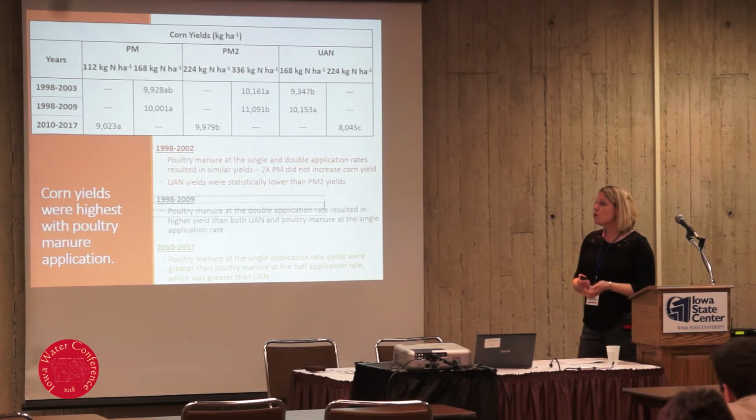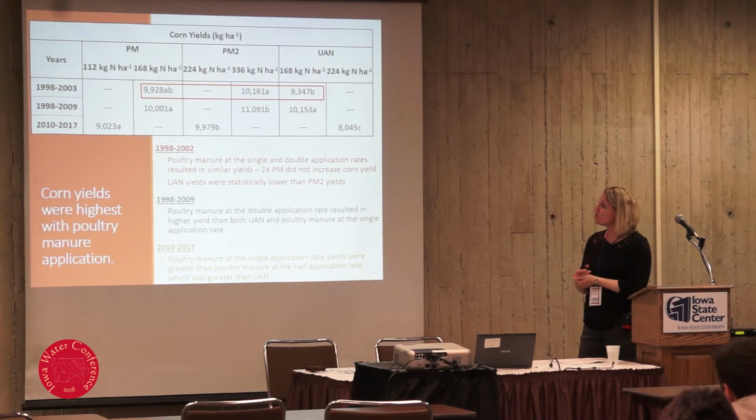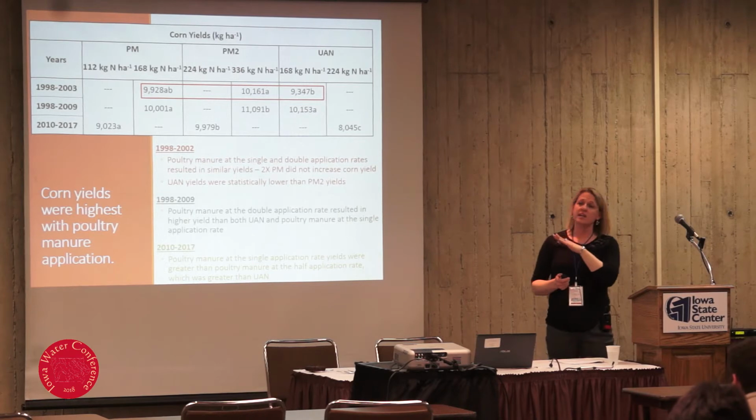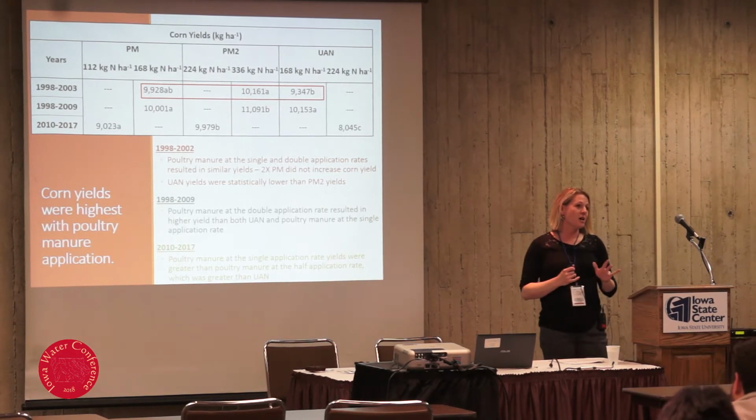And then corn yields actually also had a positive response to the poultry manure. So from the early phases of the study, so this is just the corn yield. The next slide shows the soybean yields. And these yields, so 9,000 kilograms per hectare is about 143 bushels per acre. So that's to just help you.